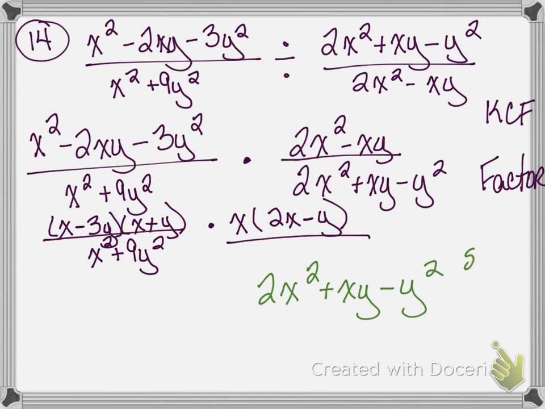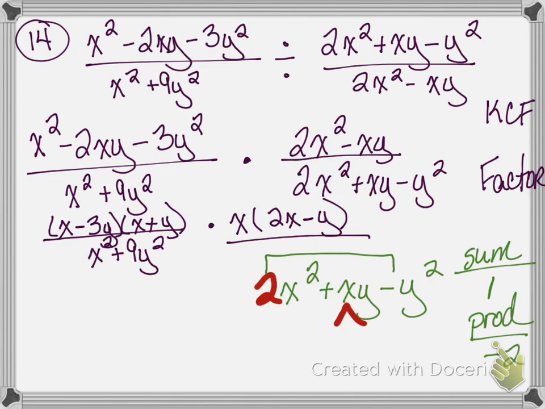We do have to have our sum and we do have to have our product. And the reason for that is because of this 2 right here. We're going to split this, so we have to do 2 times negative 1. Our sum comes from the number that's in front of the xy, and that's a 1. Our product comes from 2 times negative 1, and that gives us negative 2. So our numbers here, for number 14, are going to be positive 2 and negative 1.